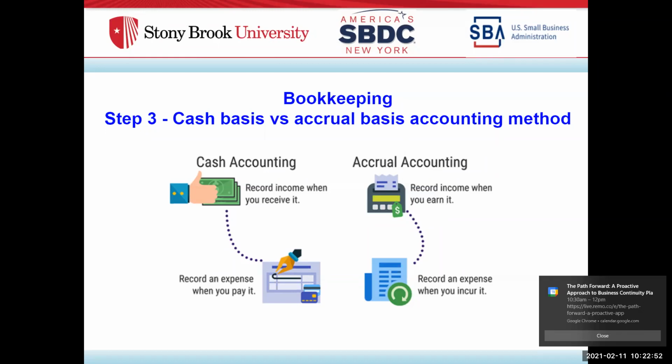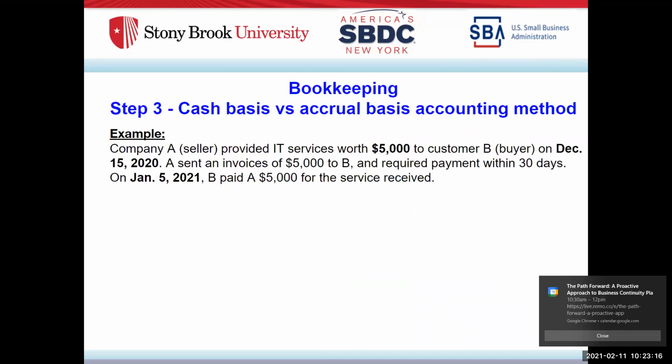For private businesses with annual revenue below $25 million, you can choose between the cash-based or accrual-based accounting method. So please talk with your accountant to decide which method is better for your business. Now, let's use an example to demonstrate the impact of these two methods on your financial reporting.